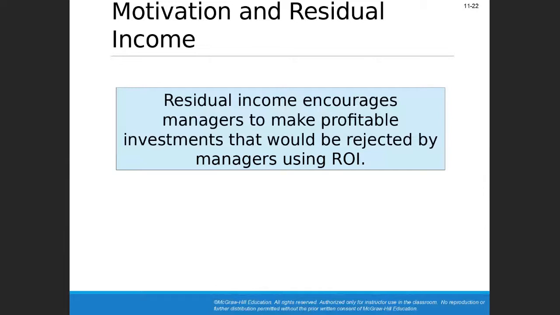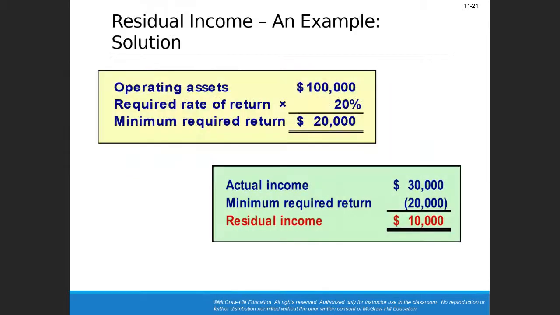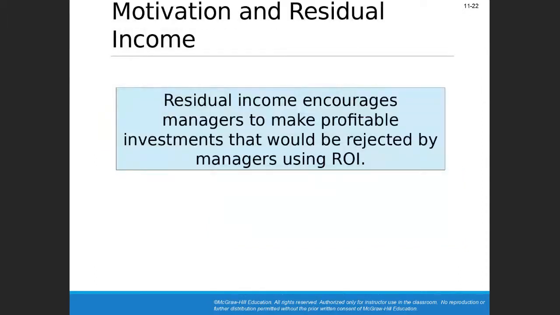It encourages managers to make investments that would be rejected solely based on ROI, right? Because here, if our ROI is 20 and somebody comes along with something that would be 18 ROI, well, 18 ROI is still pretty good. And so by looking at residual income, we're maybe preserving that because we've made our minimum, right? All right.